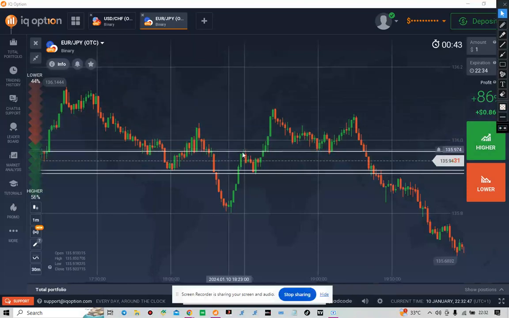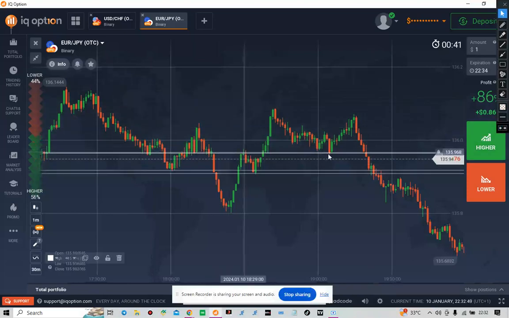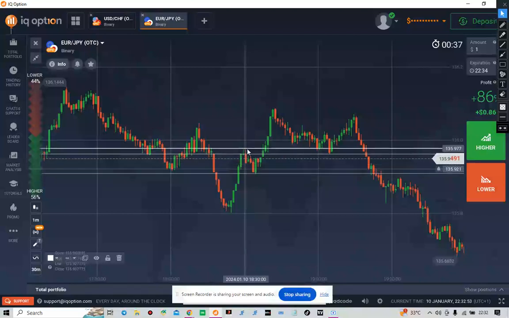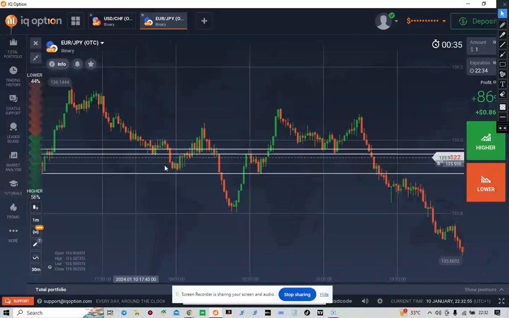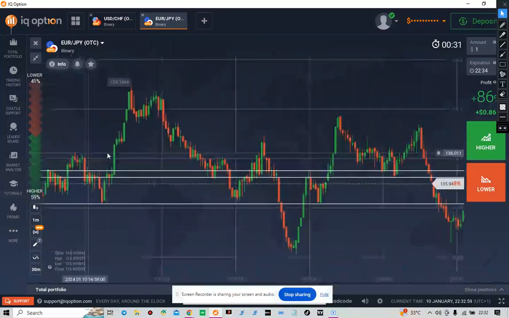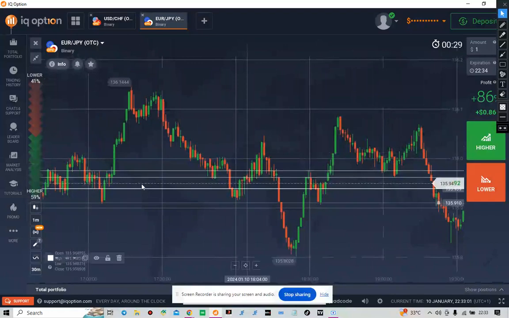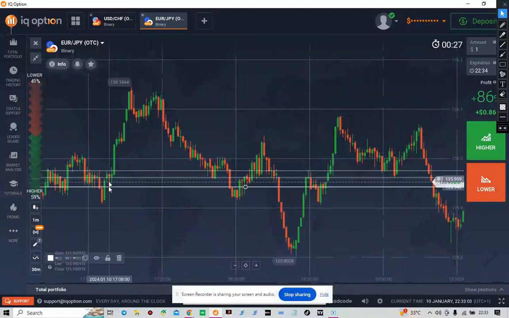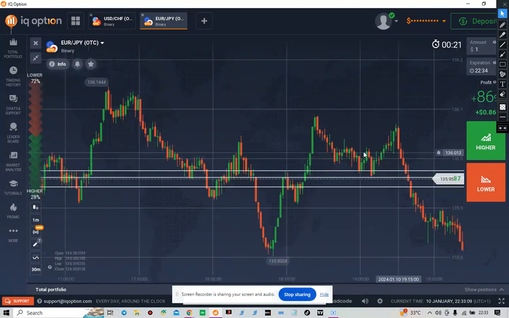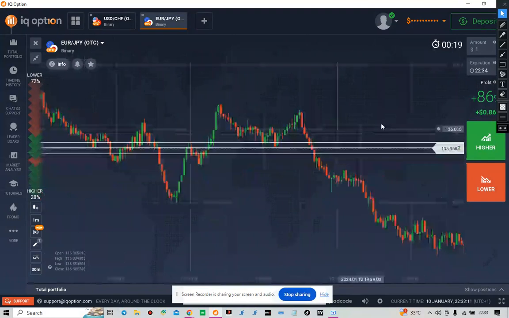So I'm going to draw the first line here, draw the second line here, and draw the third line here. Because from this level, we have this movement. So if the market comes close to any of this area, I'm expecting a reversal. So let's check it out.